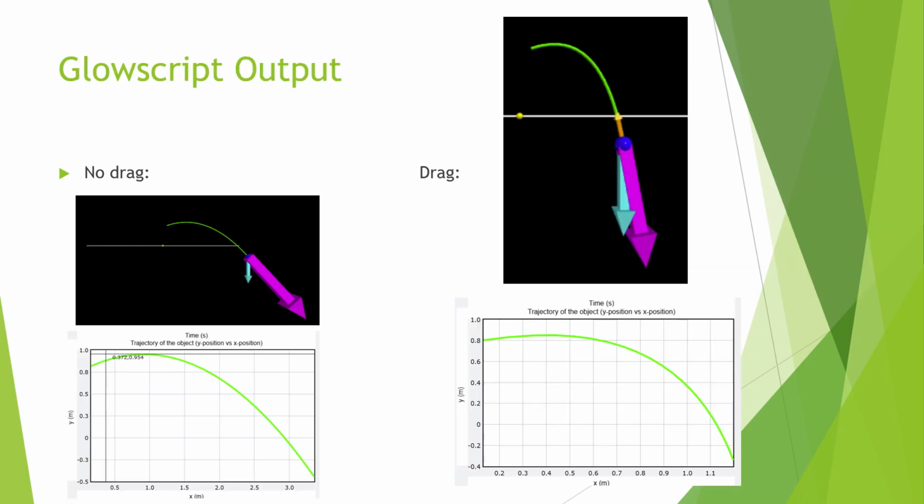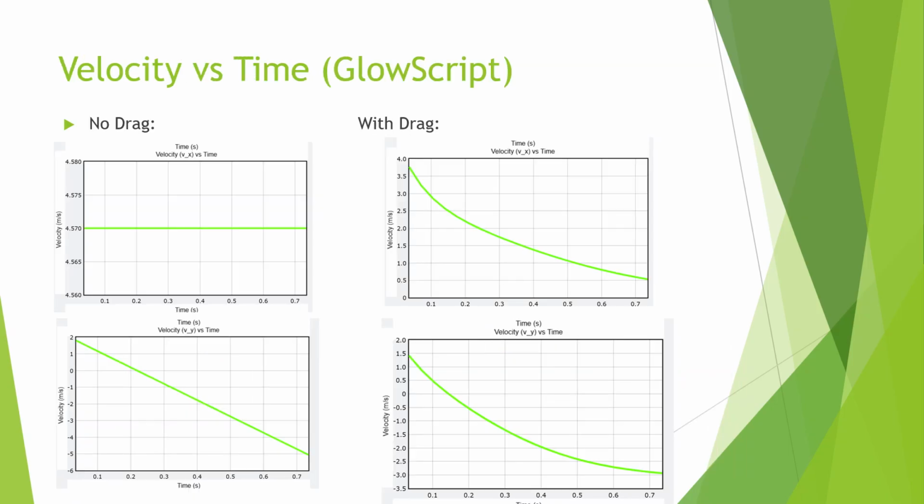it's set to 0.005 for the drag simulation. The GlowScript output on the left is of the perfect world, which you can see is very parabolic, and it actually goes the furthest x distance. And then on the right, it goes less x distance and it's more squished. And you can see the orange arrow on the right is actually the force of drag opposing motion.